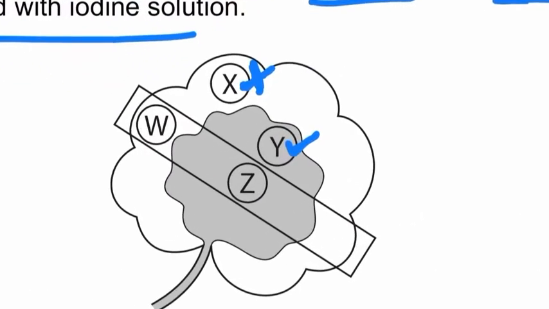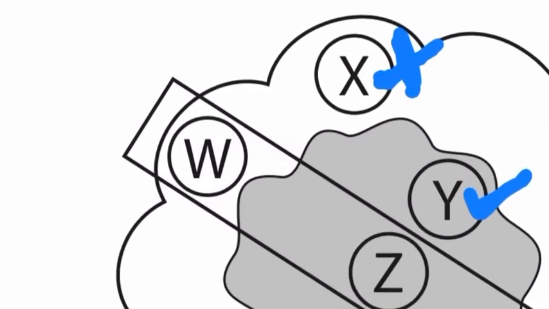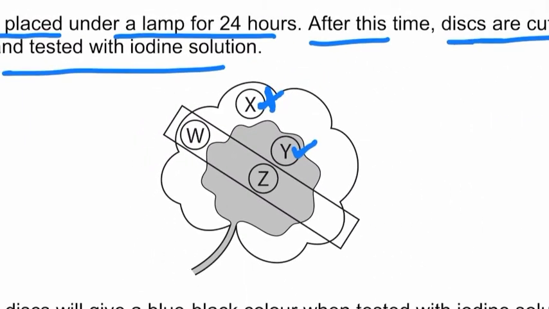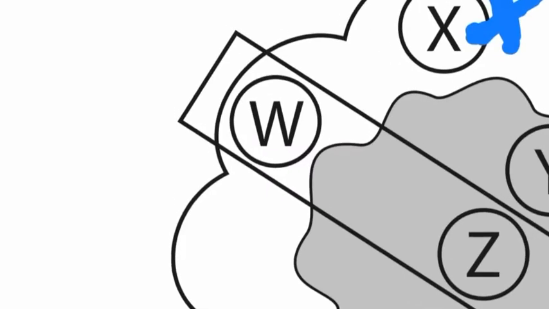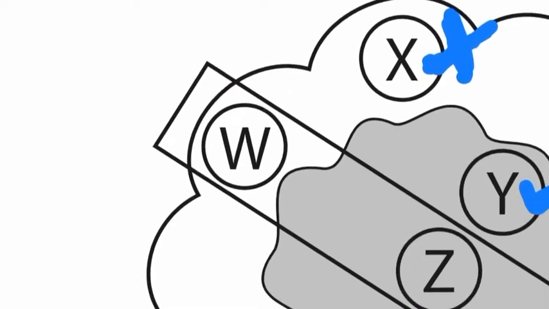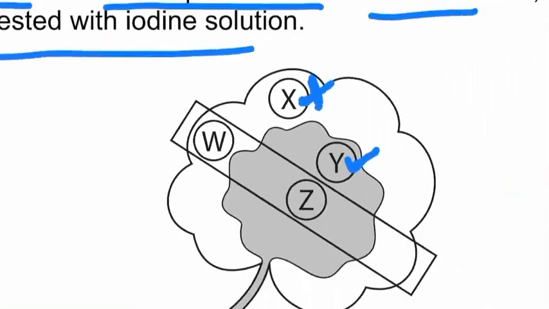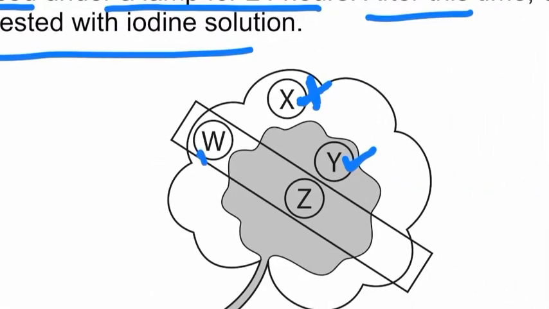Guys, if we talk about W and Z, they are covered with aluminum foil. W does not contain chlorophyll, and it's also covered with aluminum foil. So there is no light at W, there is no chlorophyll at W, so photosynthesis will not occur, starch will not be found, and W will stain yellow-brown with iodine solution.